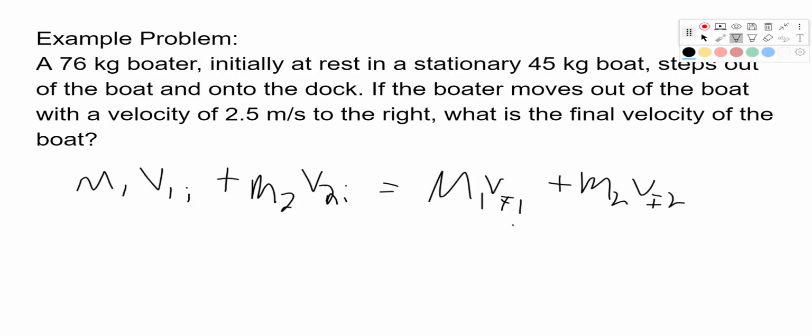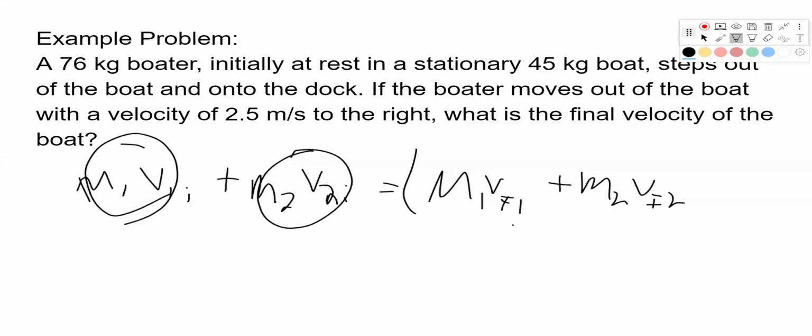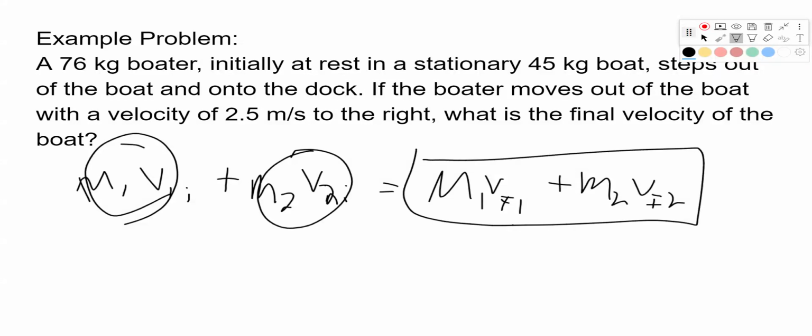One nice thing is that we know that these two quantities over here are 0, right? Because initially the boat is at rest and the boater is also at rest, which means neither of them have any momentum, which means to begin with, this whole system has no momentum. So we know that these two pieces over here are going to have to be equal to 0 when we end this.